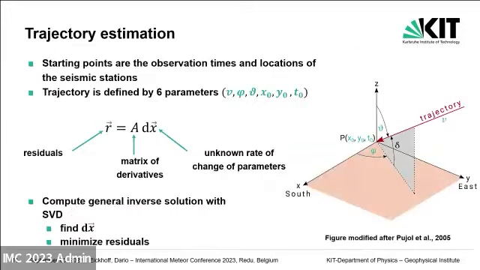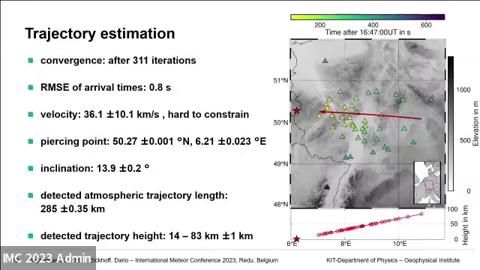So we try to calculate our own trajectory, of course, with a method by Pujol developed in 2005. I want to make it short here. We basically have these six parameters in the bracket in green: the velocity of the meteor V, the azimuth phi, the inclination theta, and an intersection point and intersection time with the ground. So we did an inversion by singular value decomposition, and after roughly 300 iterations, we arrive at a solution.